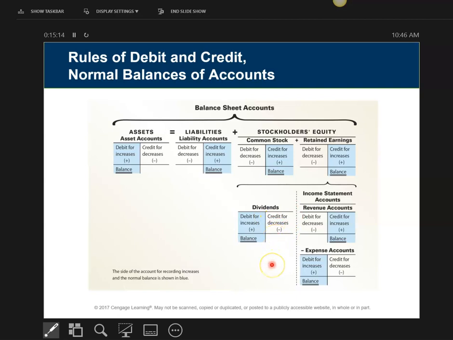So these are the rules of debit and credit. That 4-page handout gives you lots of information on it. Make sure you actually print it. It's called Rules of Debit and Credit. And keep it handy as you do your work.